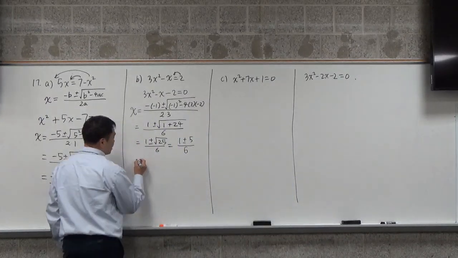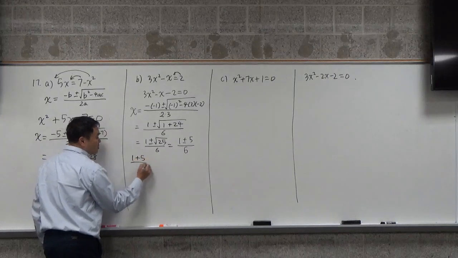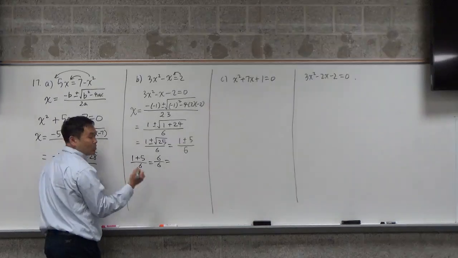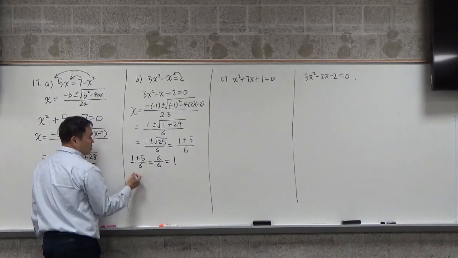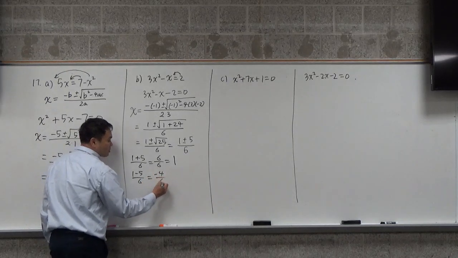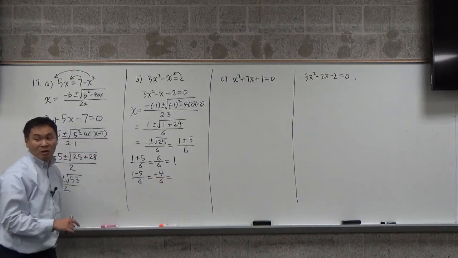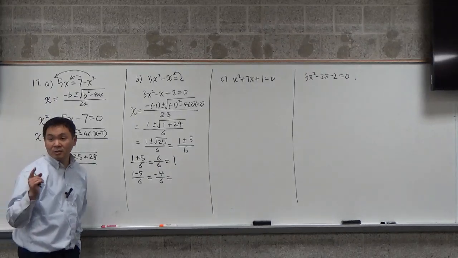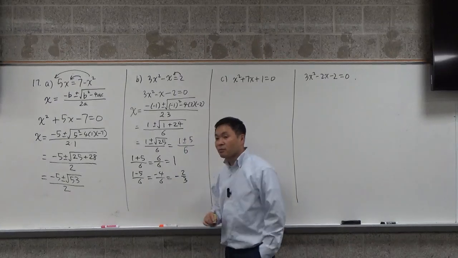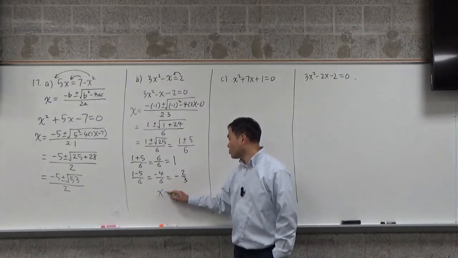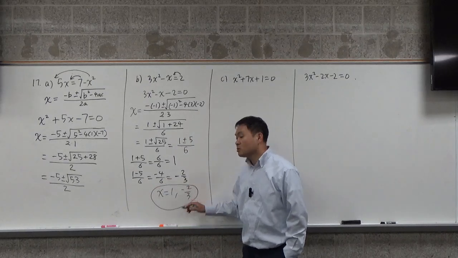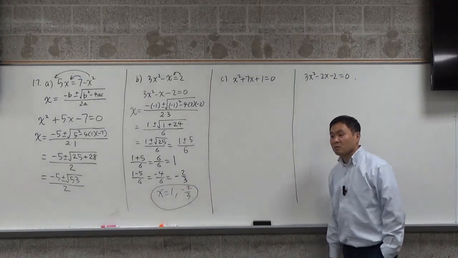So first of all, if you have 1 plus 5 over 6, what's that? That's 6 over 6, and that's equal to 1. If you have 1 minus 5 over 6, this is negative 4 over 6. If you divide top and bottom by 2, you get negative 2 over 3. Therefore, the answer is x equals 1 and negative 2/3. That will be the completely simplified answer.